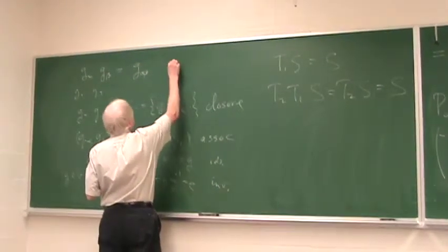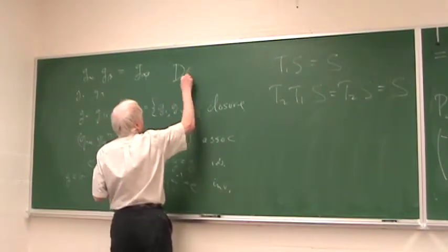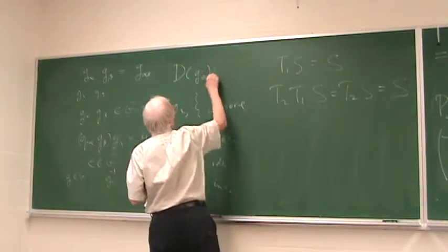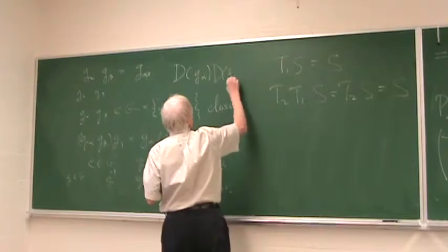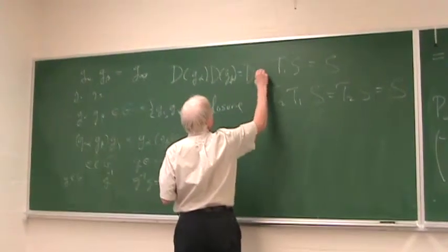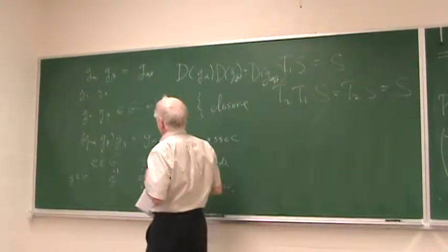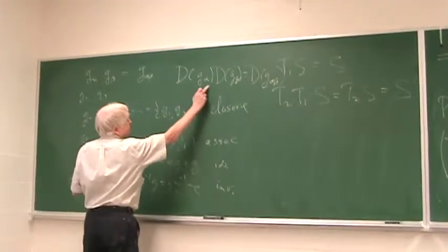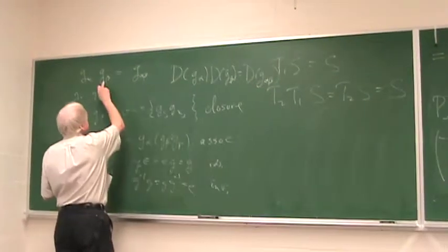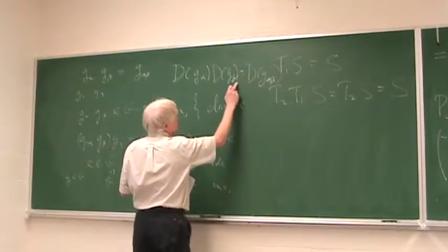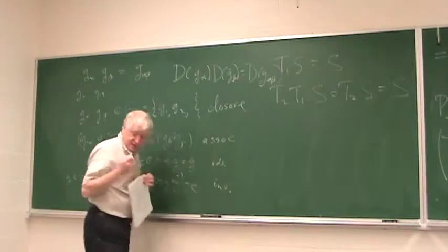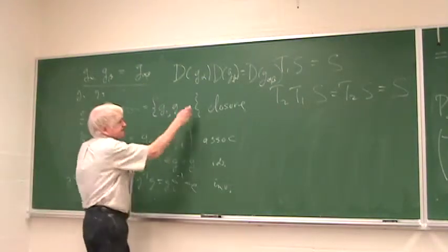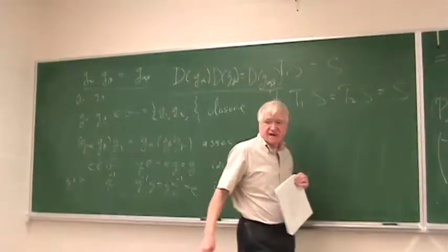A representation of a group is a set of matrices such that D of G alpha times D of G beta is D of G alpha beta. In other words, with G alpha we associate a matrix D of G alpha, with G beta we associate a matrix D of G beta, and it's a representation if the product rule of the group is respected by the product rule of the matrices.